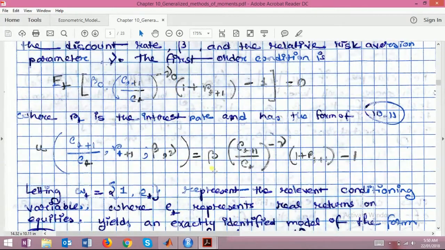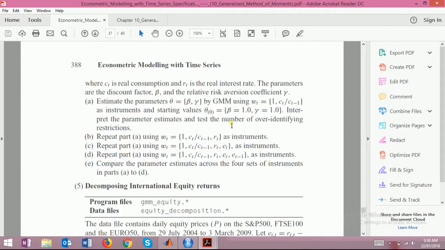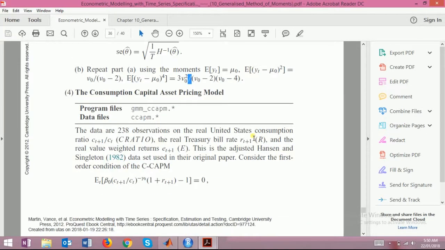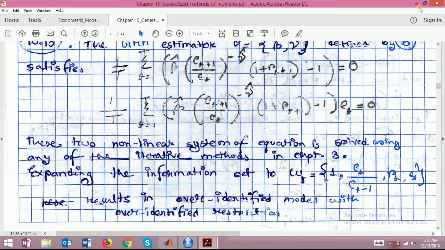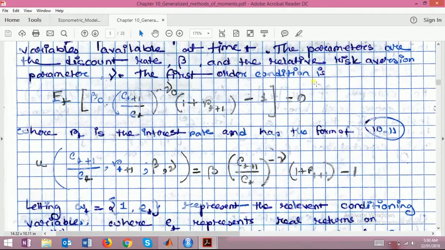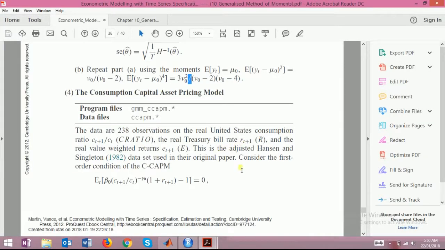And we expand the system to this. So this is what we are going to do. Let's see what the question has to offer us. The data are 238 observations on real United States consumption ratio, Ct plus 1 by Ct, the budget constraint, Ct plus 1 by Ct. Then the rest of the question is the treasury bill rate Rt plus 1 and the real value weighted return Et plus 1. This is the adjusted Hansen and Singleton dataset used in the original paper.